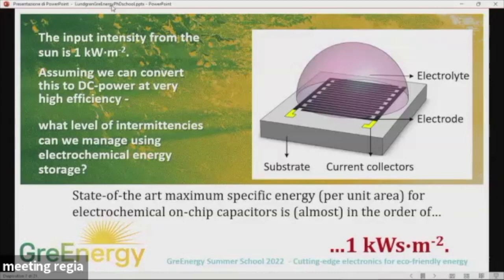So thinking about one monolayer of charge by ions on a surface would not give you as much energy as 1 kilowatt second per square meter, or 1 kilojoule per square meter, actually. So there is some kind of trick here, which makes it possible to coat the surface per square meter with more than one monolayer of ionic charge. So what might that trick be?